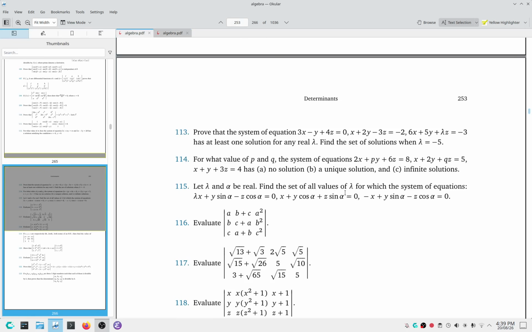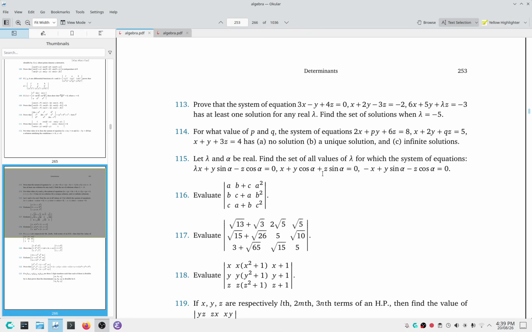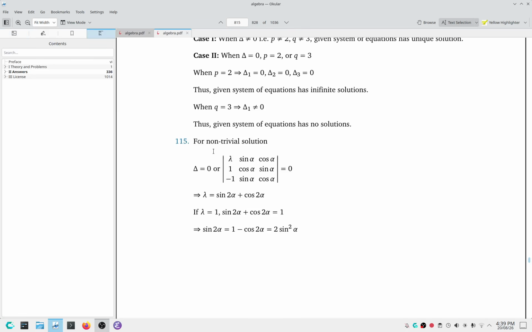Question 115 says: let lambda and alpha be real. Find the set of all values of lambda for which the system of equations lambda x plus y sin alpha minus z cos alpha is equal to 0, x plus y cos alpha plus z sin alpha is equal to 0, minus x plus y sin alpha minus z cos alpha is equal to 0. So for a non-trivial solution, delta should be equal to 0, that is this determinant should be equal to 0.